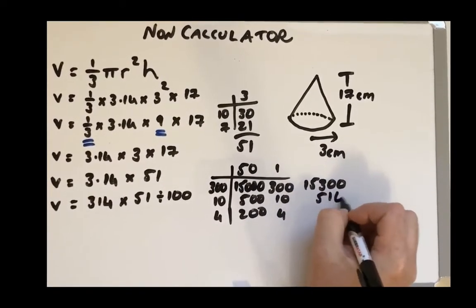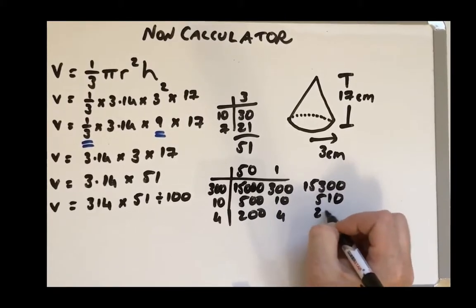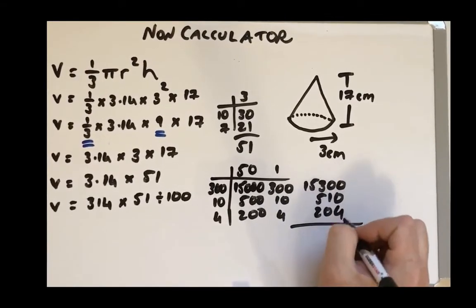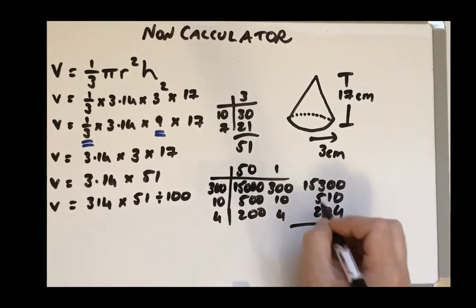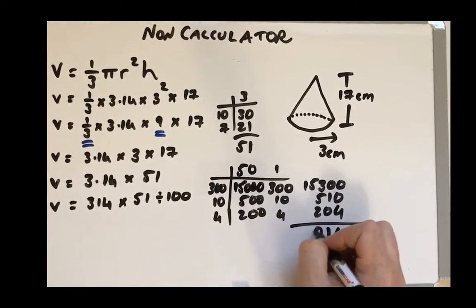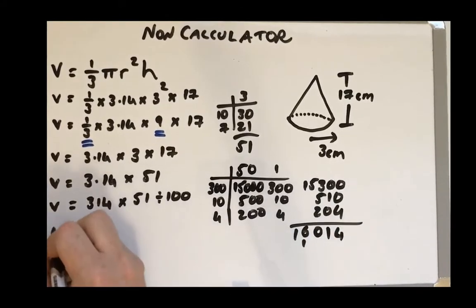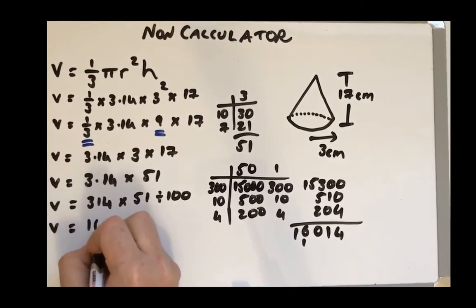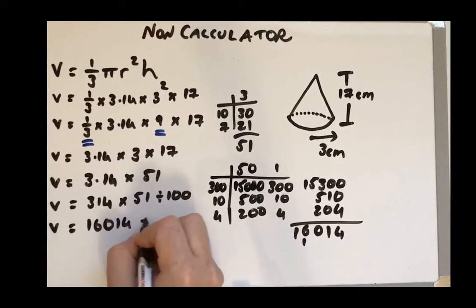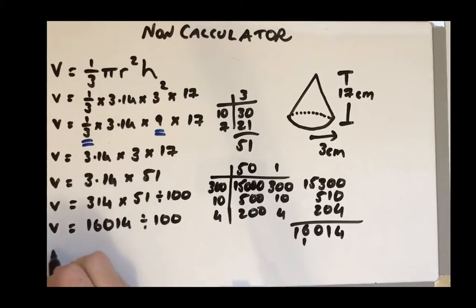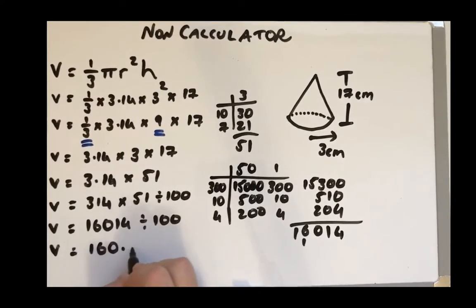Now because of the complexity here, we will add horizontally. Just be careful with this: 204, and then add vertically. Notice I'm going from the right to the left here because by inspection it looks a wee bit more complicated. So 5 plus 1 is 6 and 1. So you know now that you've got 16,014, you still need to divide by 100, having multiplied by 100 to help us with that area multiplication.